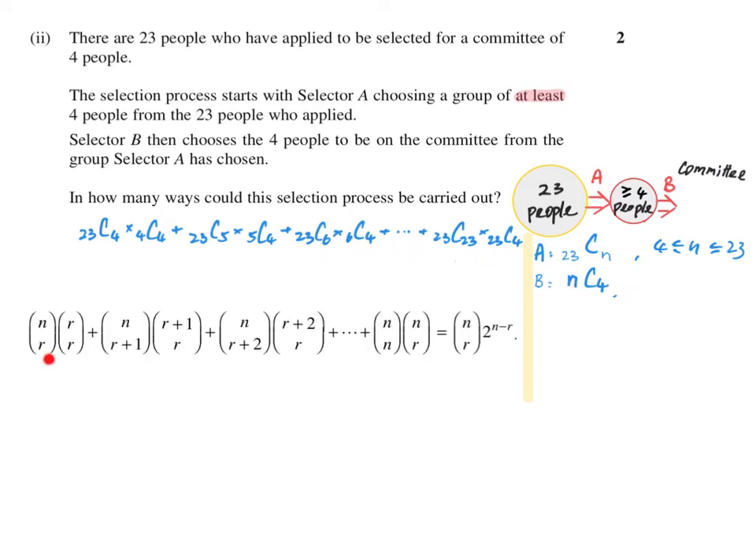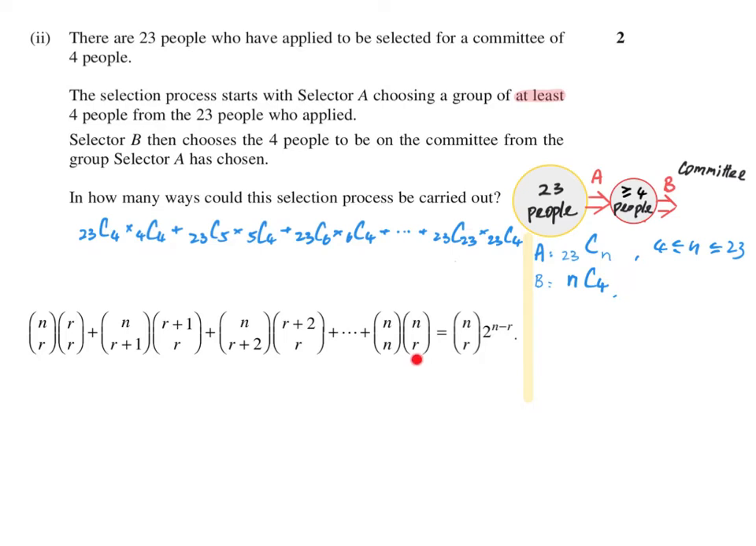Now the result from part 1 becomes handy because nCr times rCr. If n equals 23 and r equals 4, the next term should be 23, here, 4 plus 1 is 5. 23C5, and then 5C4 is this one. Again, n equal to 23, r equal to 4 is 23C6, and then 6C4 is this term. All the way to the last one, 23C23, and then 23C4.